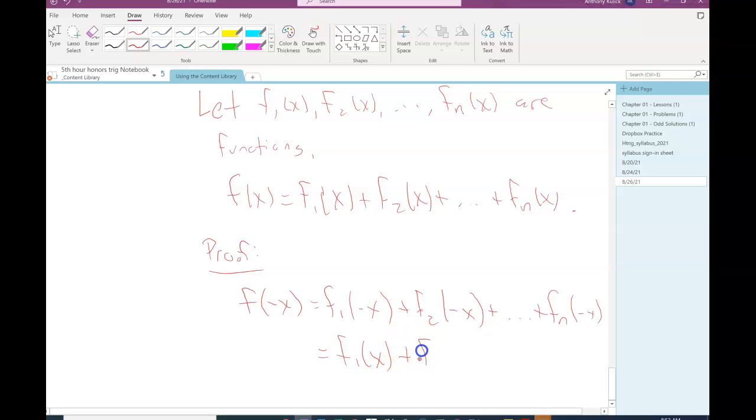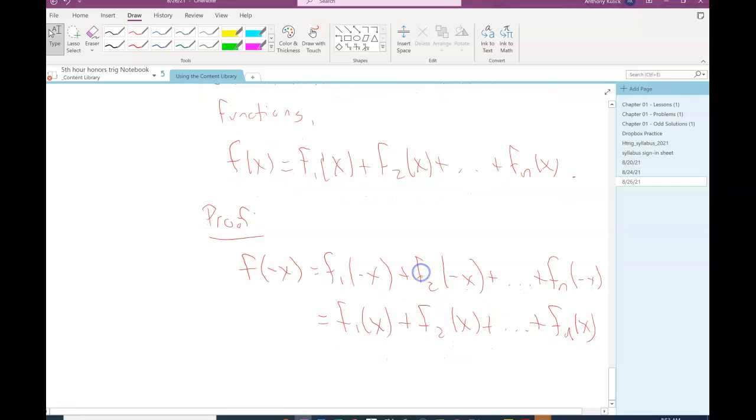And I can do that for each of these, since they were all even functions, right? And this is just f of x, so we're done. It's even. Whoa! That's pretty cool.